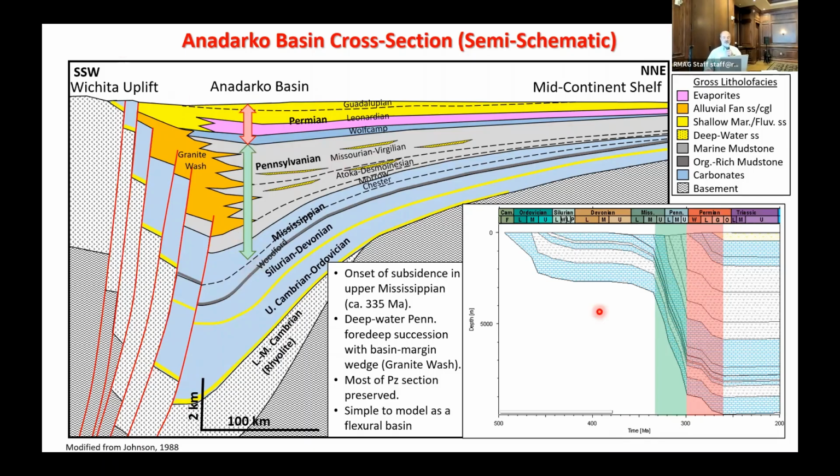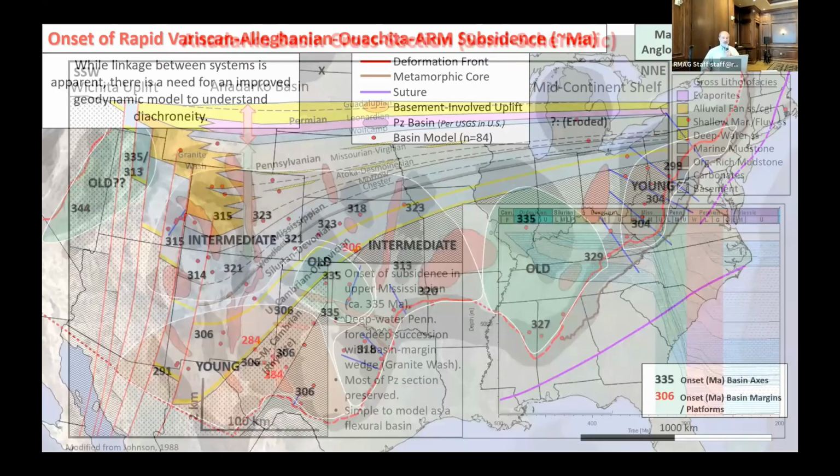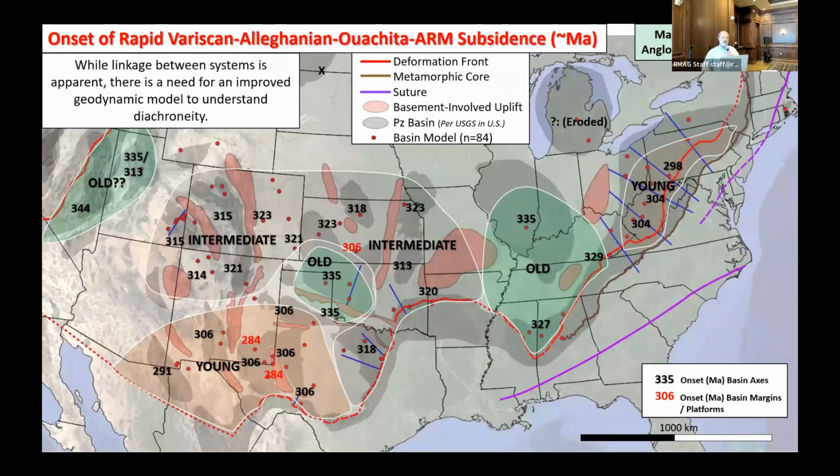But here, look at the age of this. This commences in Mississippian time. So very old. So these arm basins are going up and down at the same time. And to summarize that, we see that we've got this younging to the northeast in the Appalachian. We see this younging to the west with the Ouachita Marathon. And then most of these arm basins are kind of intermediate in age. They're basically Pennsylvanian through Permian.